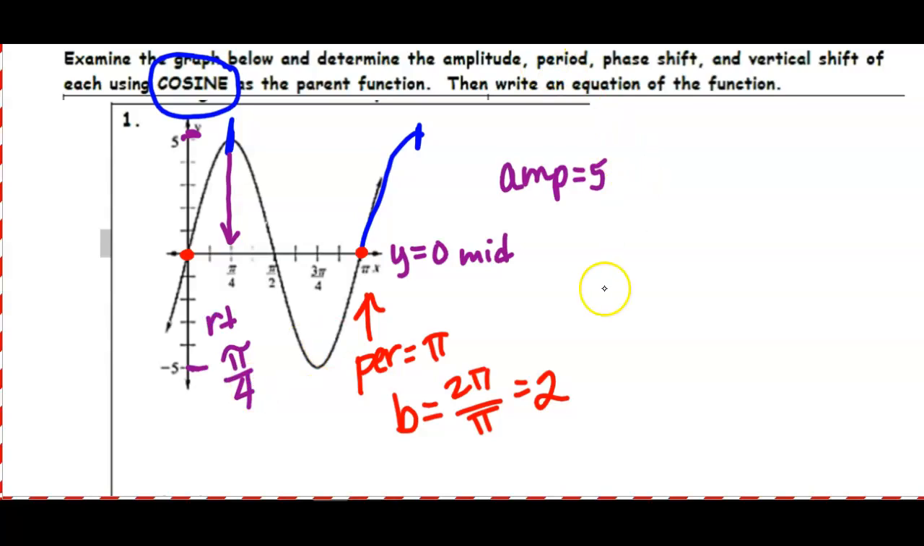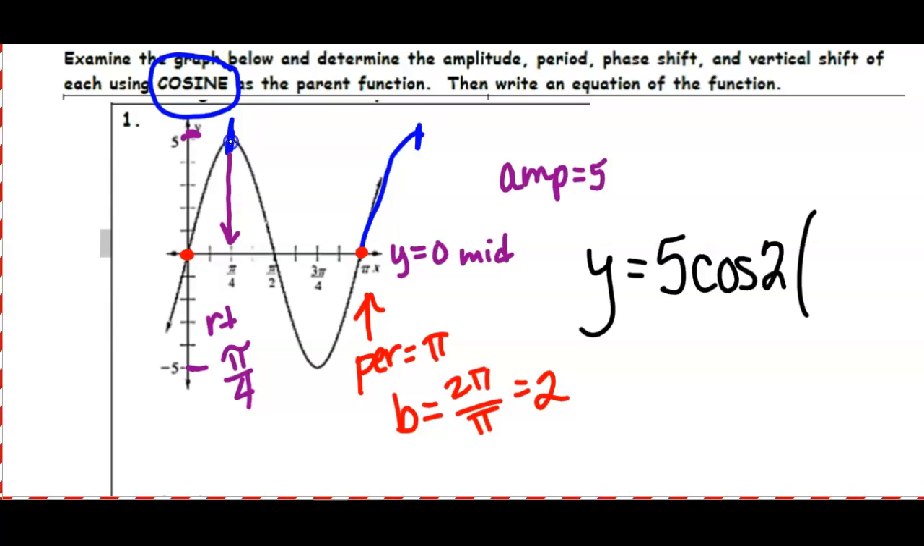So our equation will be y equals amplitude of 5, cosine, they said we had to call it. We said b was 2. We said if we're going to make it a cosine, we have to say it has a shift to the right pi over 4. Remember the opposite sign in here. And it had no shift up or down. The midline was at 0, so we're done. Or you can put an extra parenthesis here.